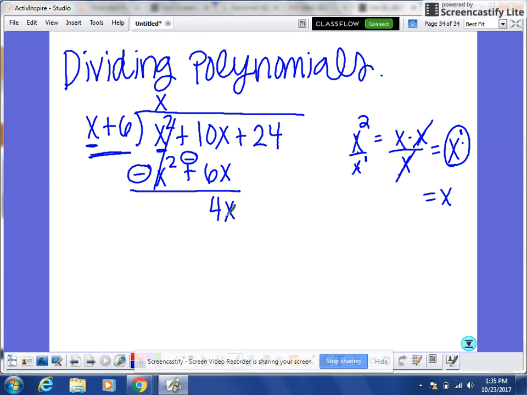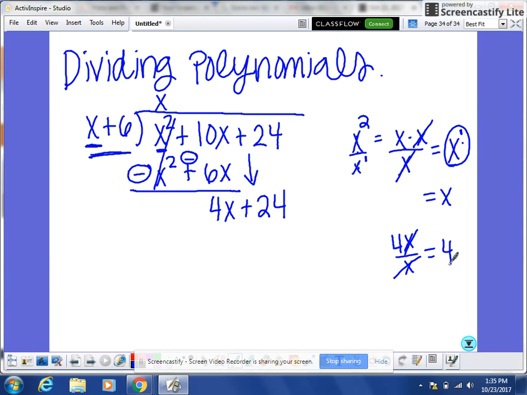Then your next step when you were doing long division was to bring down your next term. We're going to do that here, 4x plus 24. Now we start over. Go back to this x. We want to see how many times x divides into 4x. So in other words, 4x divided by x. Well, obviously the x's will cancel. That just leaves me with a 4.